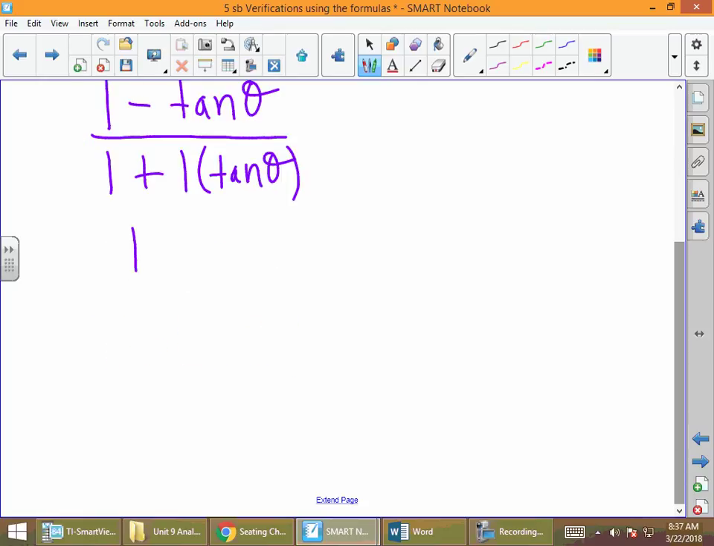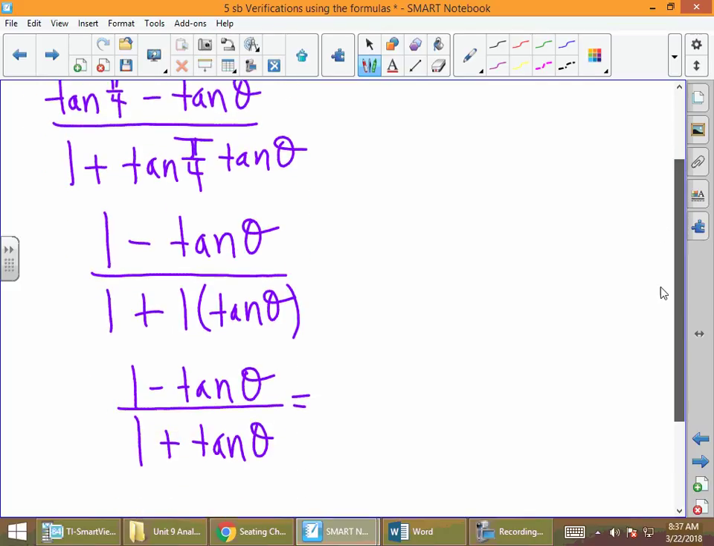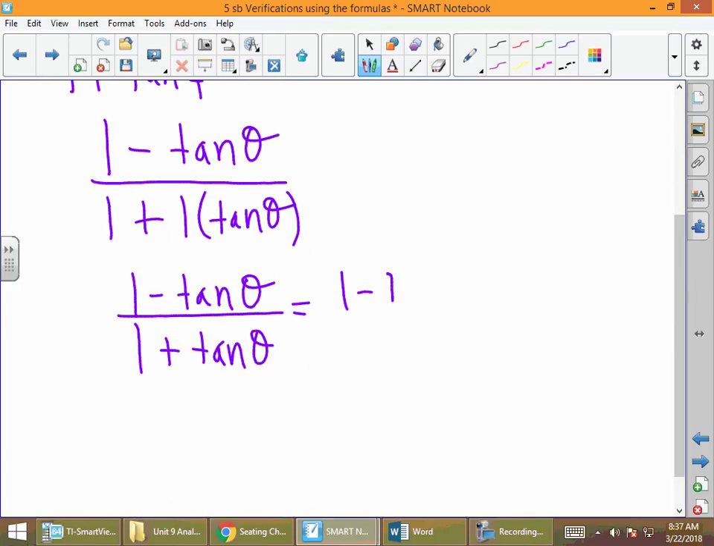So we really end up with 1 minus tangent of theta in the numerator, 1 plus tangent of theta in the denominator. And when we compare back to our other side, sure enough, we have 1 minus tangent of theta divided by 1 plus tangent of theta.